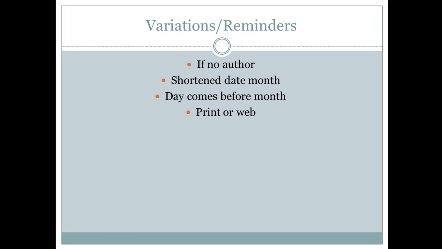Variations, if you don't have an author, remember we just skip it. Go right to the article title. Shorten the date month, so we can do day, MAR instead of March, SEP instead of September. And then make sure that you're distinguishing. Even if you print it off, it's still a web source. That's how you originally accessed it.